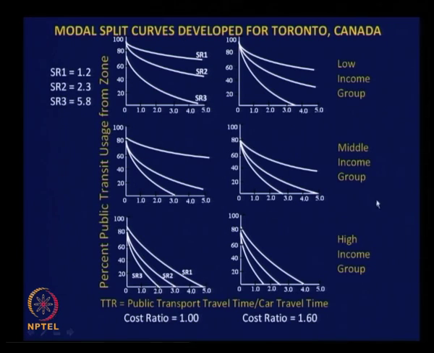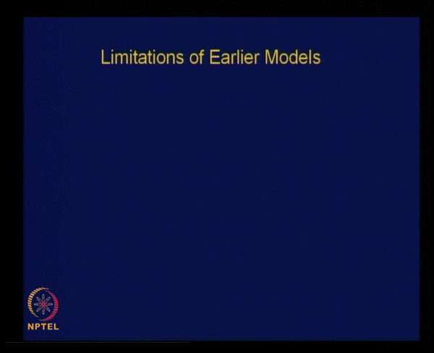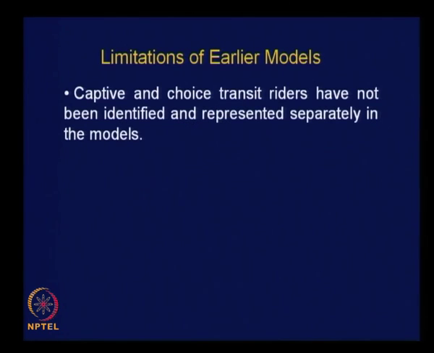right. Even though these models are good, there were some limitations of these models. One important limitation was found to be this particular aspect. Captive and choice transit riders have not been identified and represented separately in the models. It is a very important aspect. Unfortunately, this was not done.